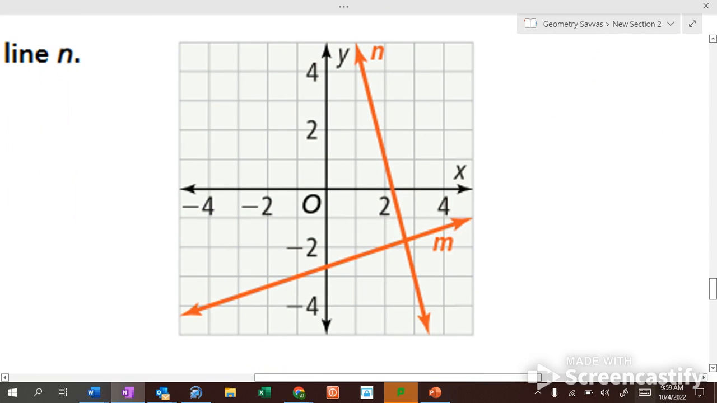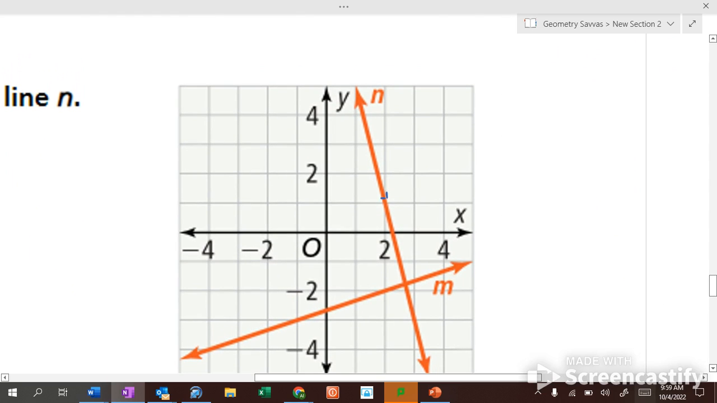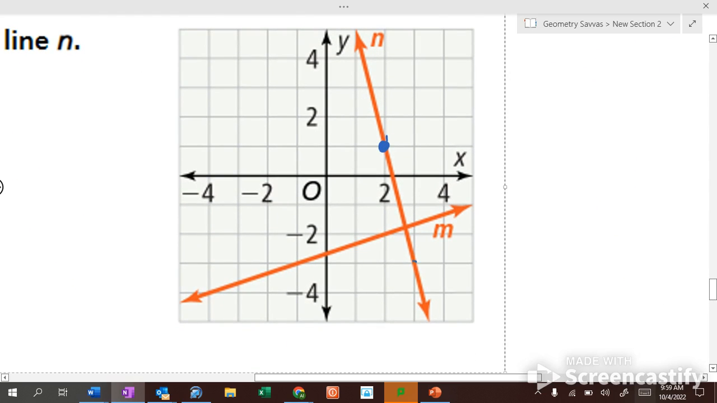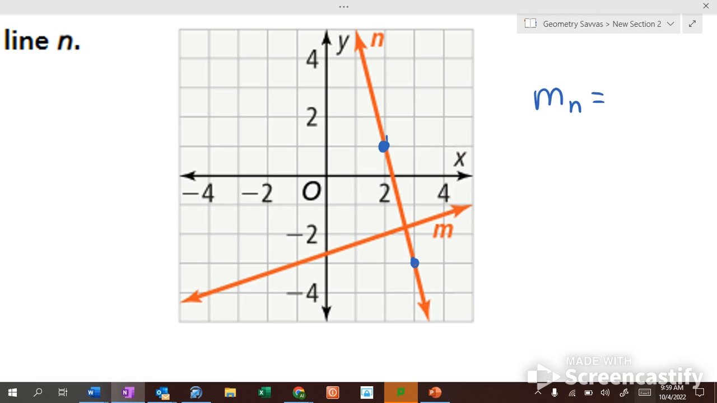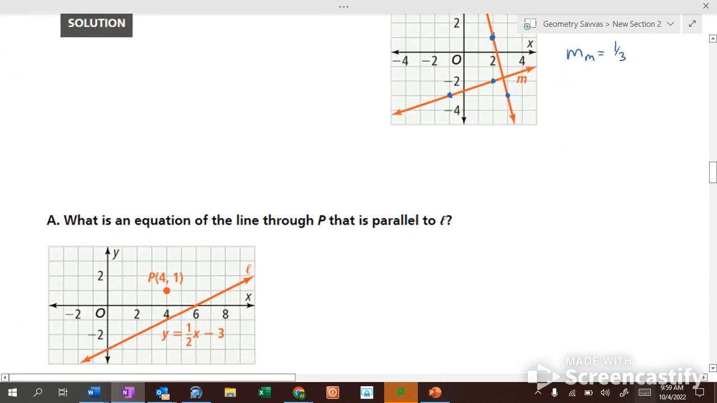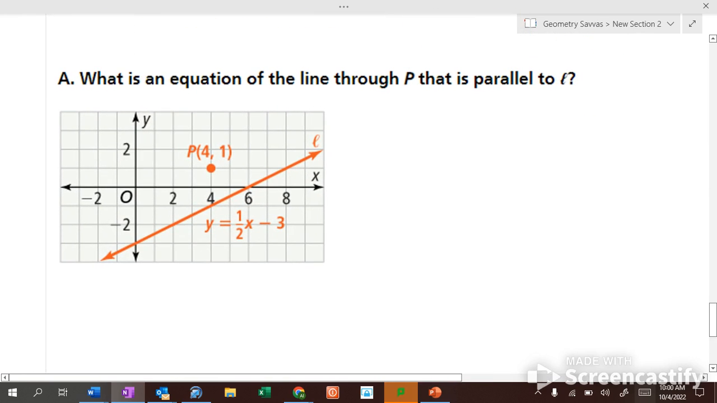How about these two? Are these perpendicular? Well, we go through here. We go through here. What's the slope of N? -4/1, which is -4. Remember to simplify. M goes through here, goes through here. What's the slope of M? 1/3. Are they opposite reciprocals? No. Are they perpendicular? No. They're not perpendicular.